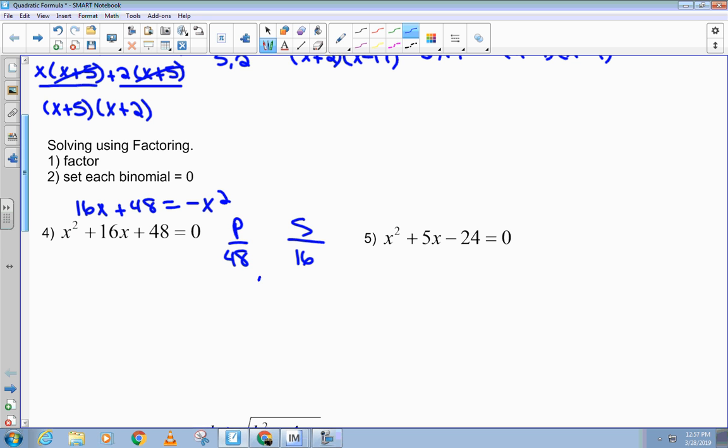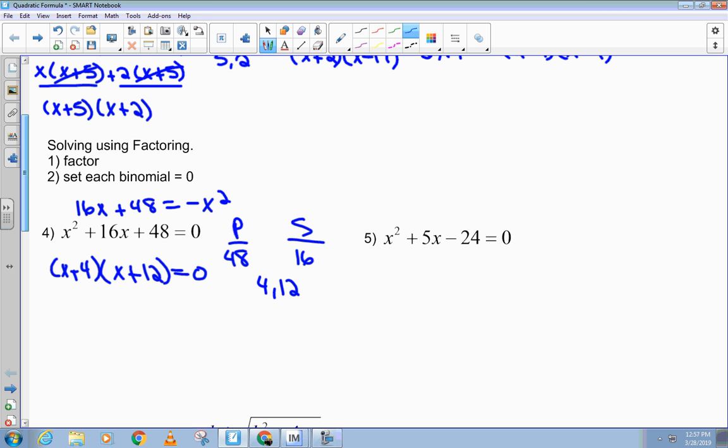4 and 12, that would work. So this factors into x plus 4 times x plus 12 equals 0. I just take those two numbers, x plus 4 and x plus 12. Now, I haven't solved it yet. All I've done is factored it.